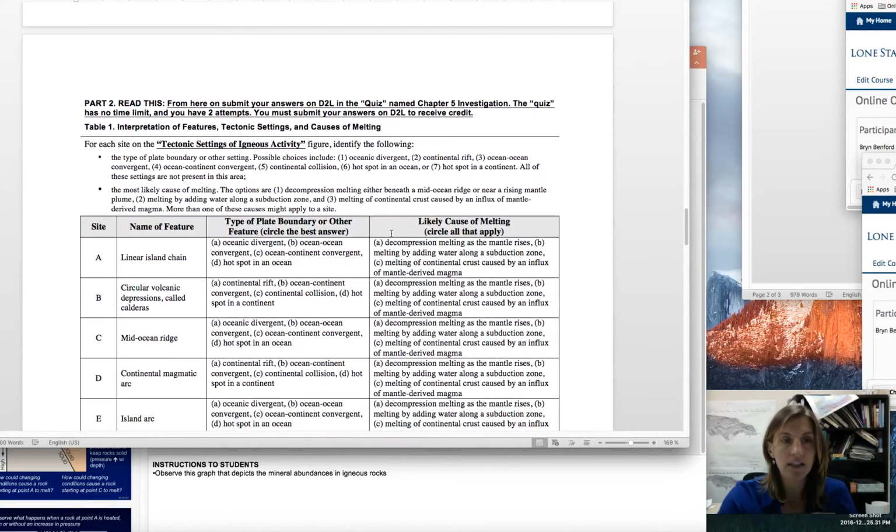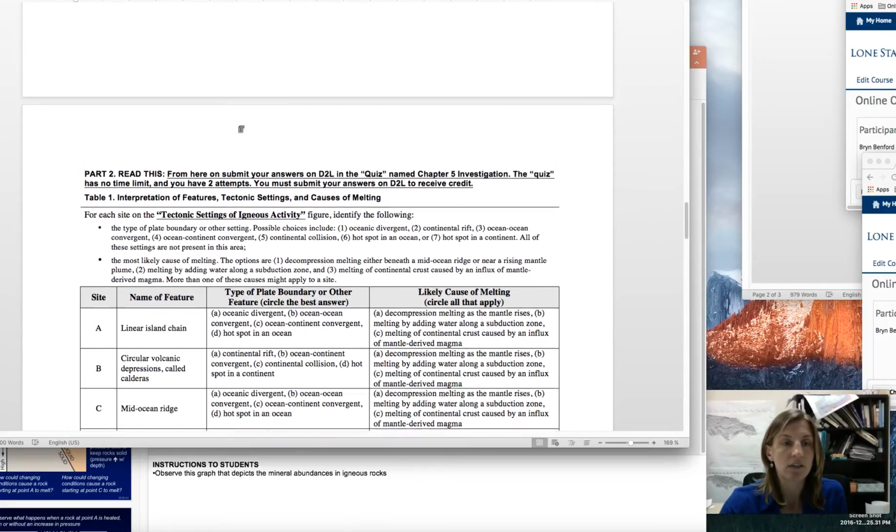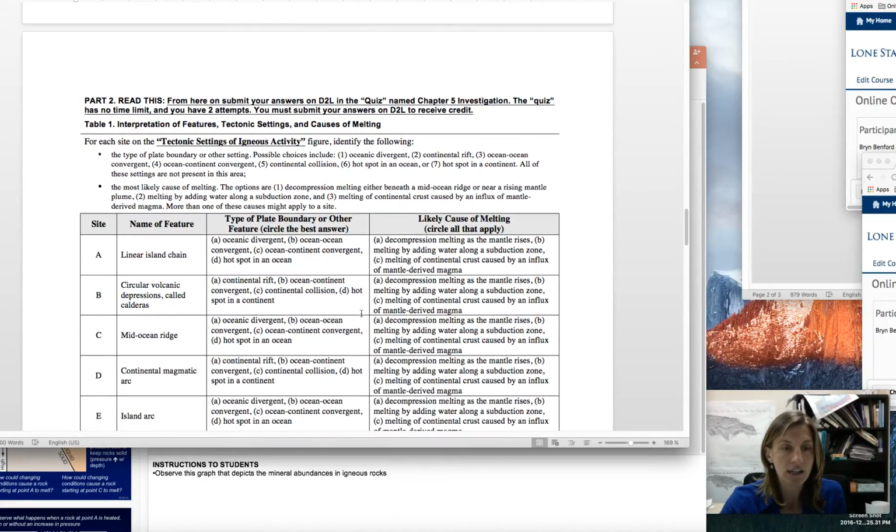The second part of the lab is very important, and I really want to stress, so rather than answering it on here, you're going to submit it on D2L, and it's called a quiz, but it's just part of your lab. And so you can go through and answer things once, and then get feedback, and if you need to change some things, you can do it again a second time. You don't have to do it 2 times, though. And so this is the really important part, and I can't stress this enough.